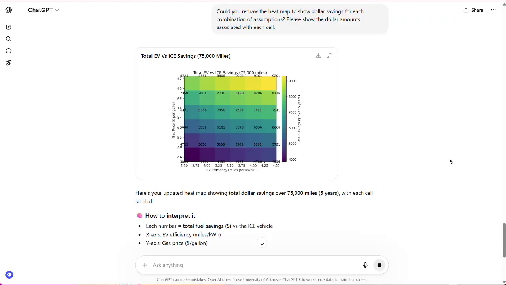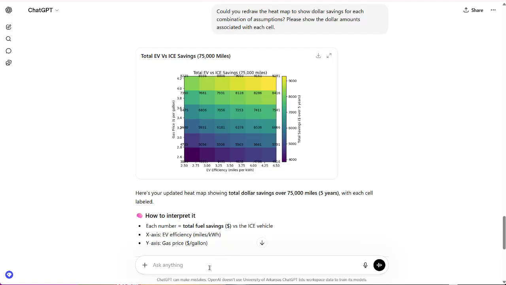The formatting here isn't perfect or pretty, but you can see what it would be in each range of assumptions over here. We could probably ask it to redraw it, or even if we downloaded it, perhaps it would give us a clearer figure. But we can see, if I have a 4.2 level of efficiency and gas is 3.25, I can see what the savings would be. What I'm interested in is how much more I am willing to pay for an electric vehicle based on fuel savings. Now there are other things to consider.